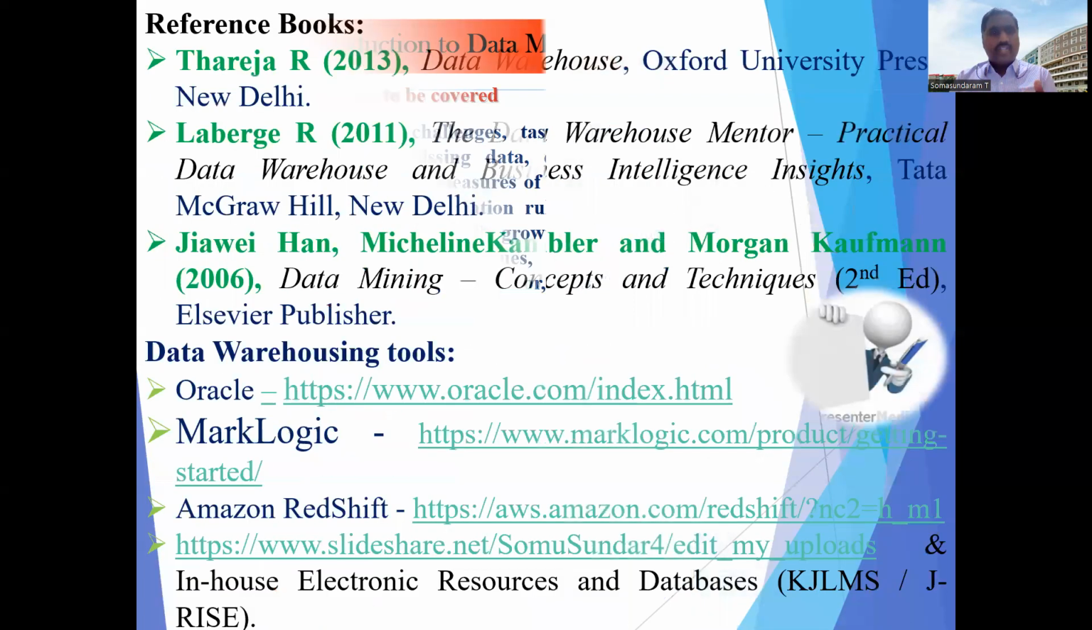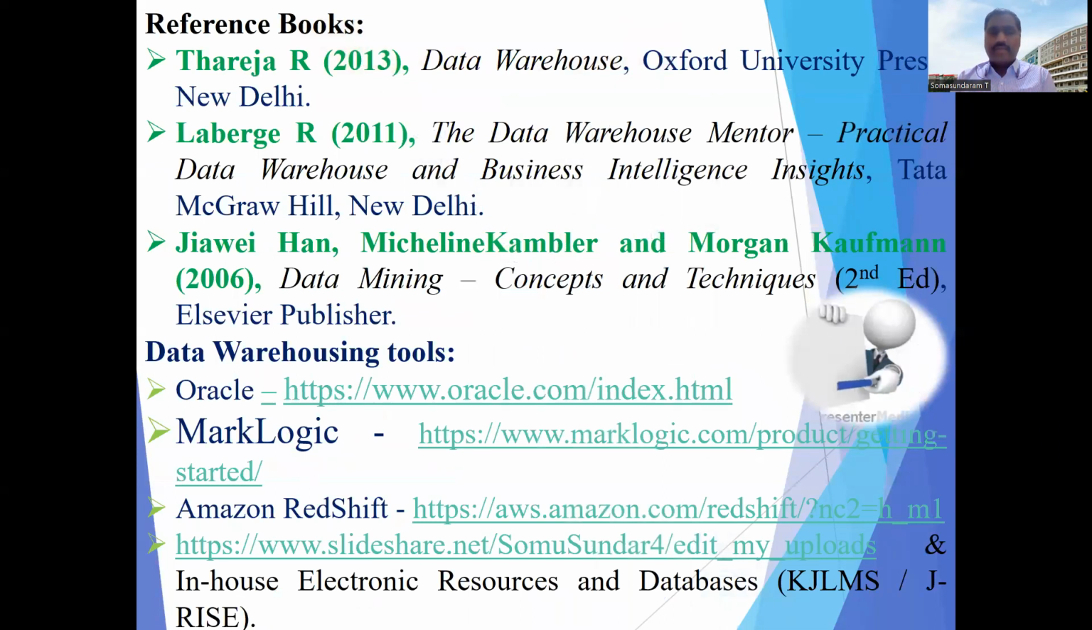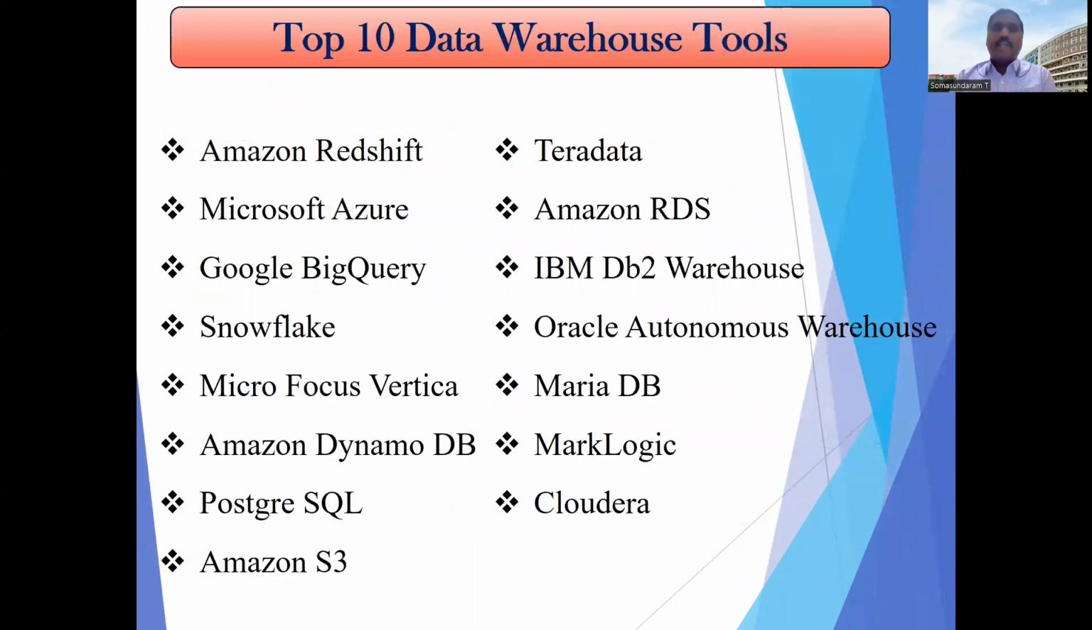All right. So these are the books that you can refer to for additional information, and these are some of the data warehouse tools used by companies. Oracle has a specific data warehouse tool, and there are MarkLogic as well as Amazon Redshift. These are some of the tools you can follow to see how a data warehouse tool has been applied. And these are the top 10 data warehouse tools used by most multinational companies like Amazon, IBM, Oracle, Google, TCS. There are different models also. According to their functional activities, the companies use different data warehouse models, which we are going to discuss in the upcoming class.